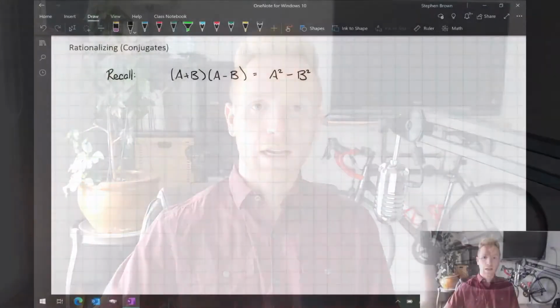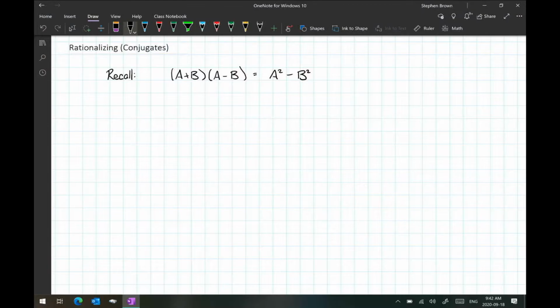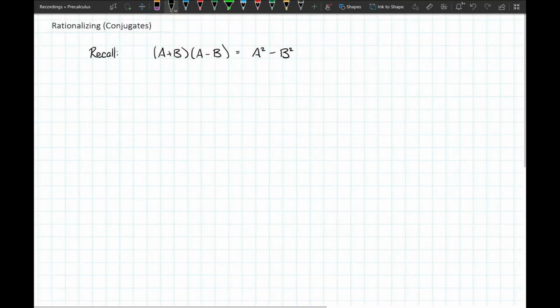Now, it's best to start off with where this theory comes from, and we can take a look at one of our special product formulas. So we know the difference of squares formula here, a plus b times a minus b, is a squared minus b squared. Now consider for a moment what happens if a is something like the square root of a value, square root of c for instance.